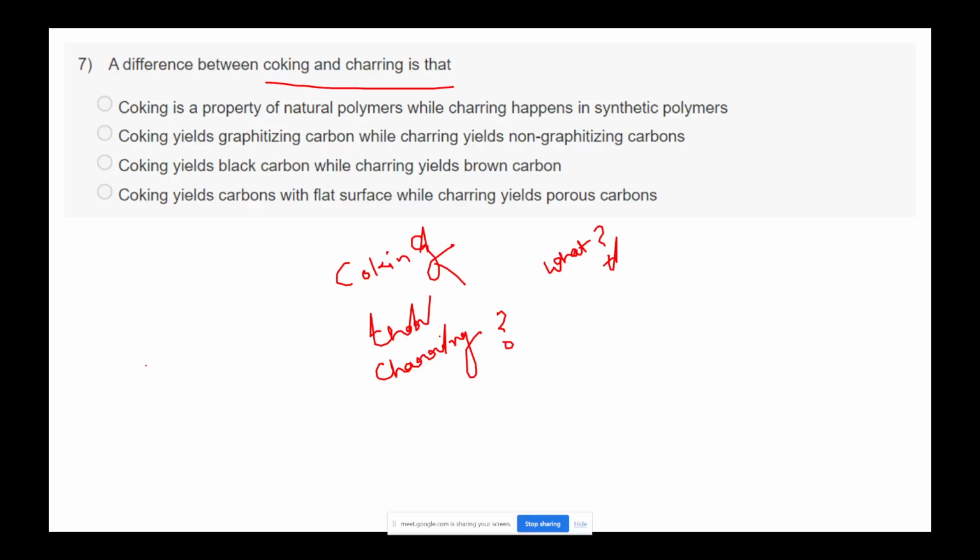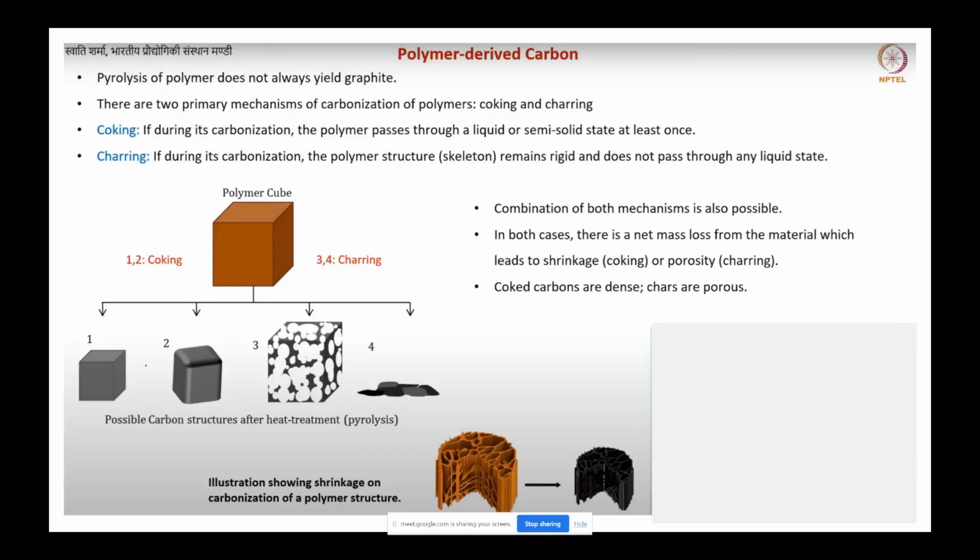So it is asking what the difference is. In these slides, I will tell you about this again, the polymer derived carbon. Here you can see in polymer derived carbon, the pyrolysis of polymer does not always yield graphite. When you do the pyrolysis, it is not always necessary that it will yield graphite. There are two primary mechanisms of carbonization of polymers. When you do the carbonization, there are two mechanisms: one is coking, another is charring. So what is coking?